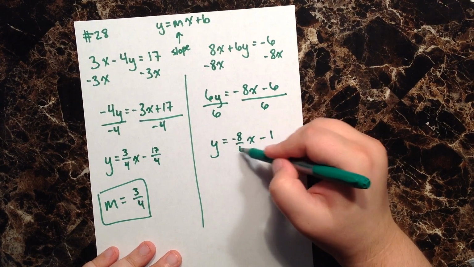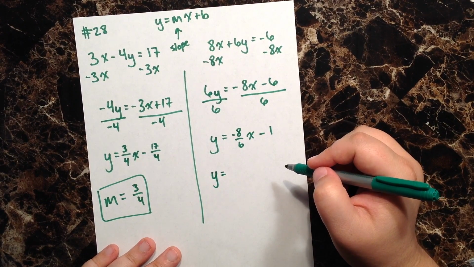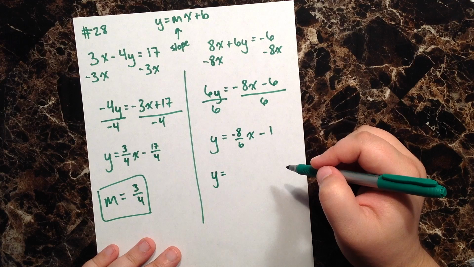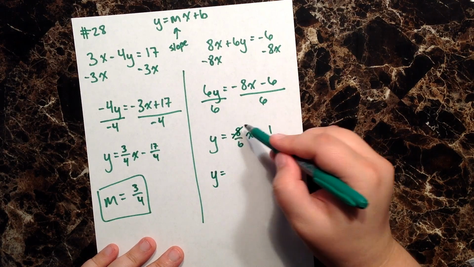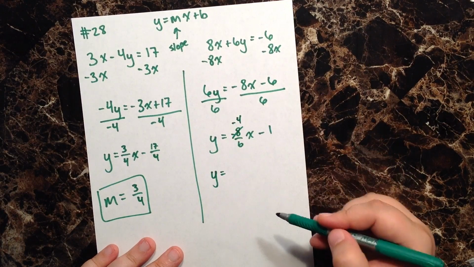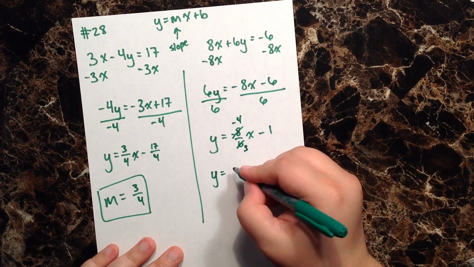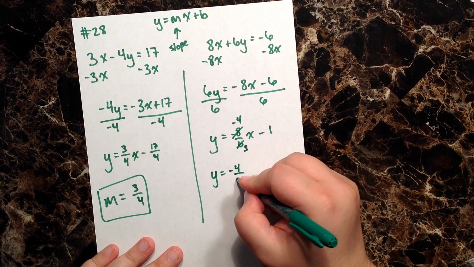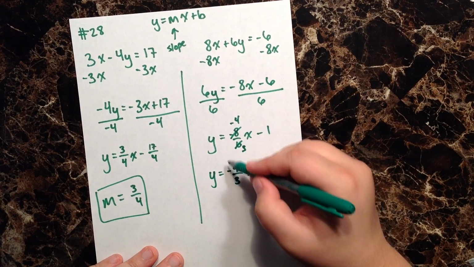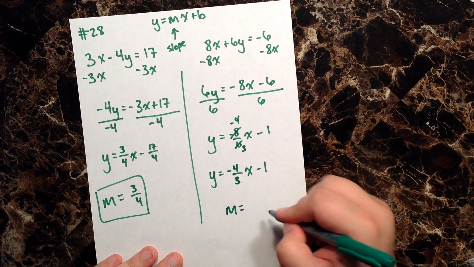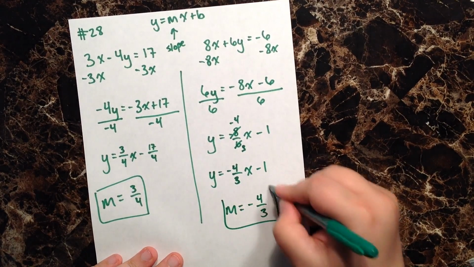But I can reduce this fraction, can't I? Let's see. 2 goes into both 8 and 6, doesn't it? How many times does 2 go into -8? It goes in -4 times. How many times does 2 go into 6? It goes in positive 3 times. And so we get -4 over 3 x minus 1. I can see now that the slope of the second equation is -4 over 3.